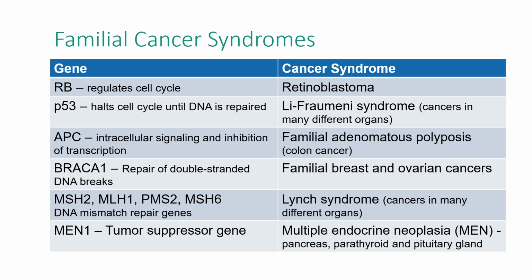So a big takeaway here is familial syndromes don't guarantee cancer. They lower the threshold for transformation.